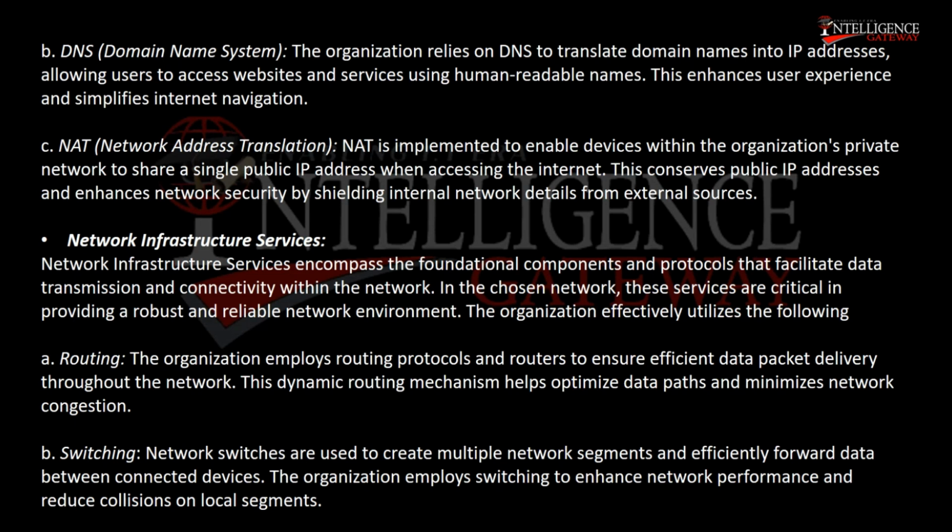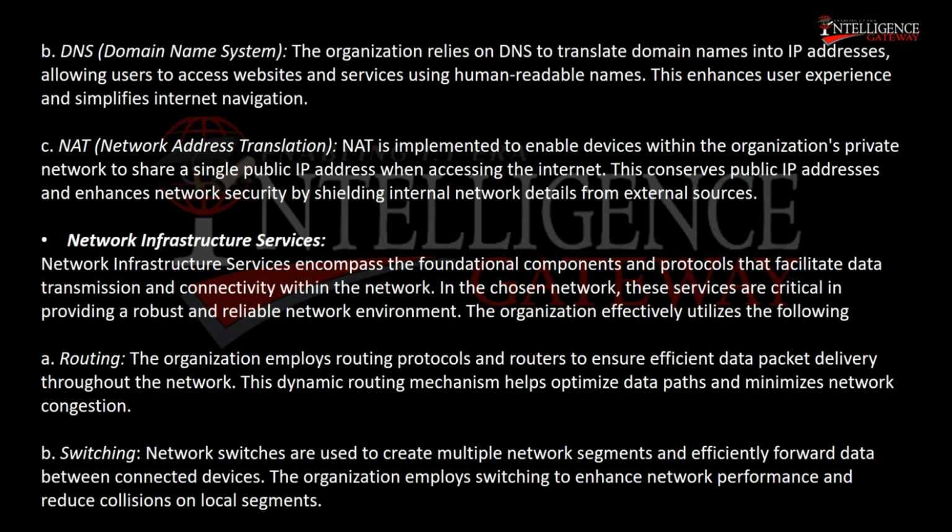the network. In the chosen network, these services are critical in providing a robust and reliable network environment. The organization effectively utilizes the following. A. Routing. The organization employs routing protocols and routers to ensure efficient data packet delivery through the network. This dynamic routing mechanism helps optimize data paths and minimizes network congestion.